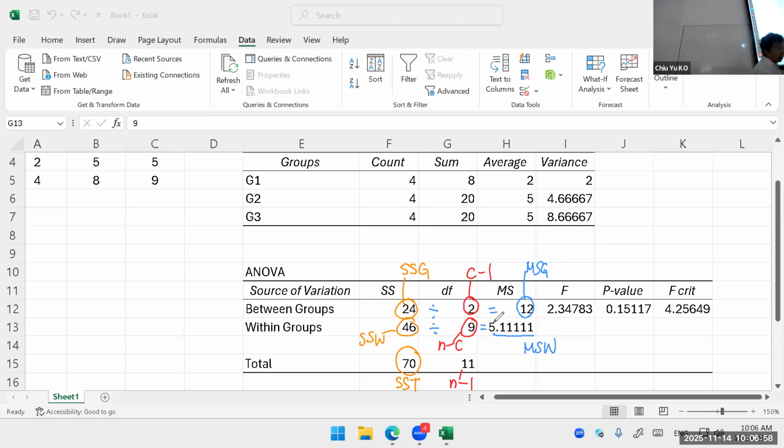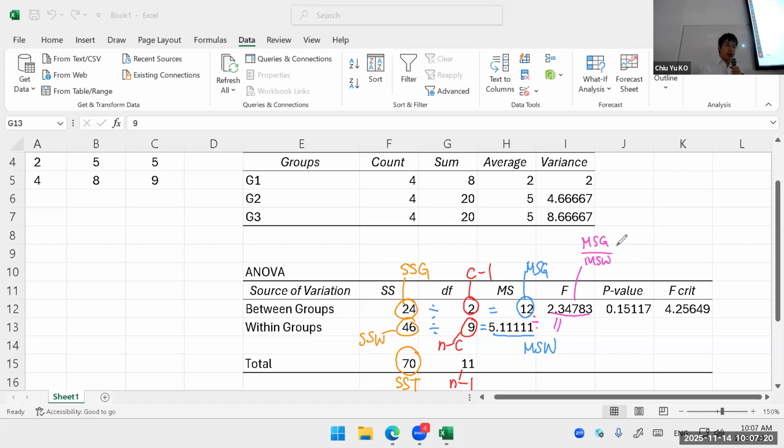Okay. And how can you get the F, right? This F, this divided by this, gives you this guy, right? This is the F. This is simply MSG over MSW.